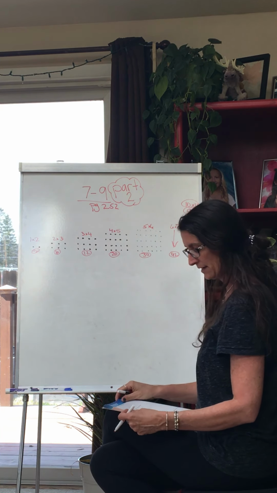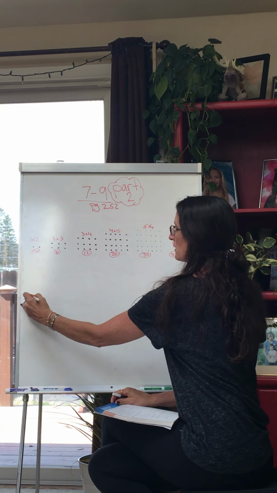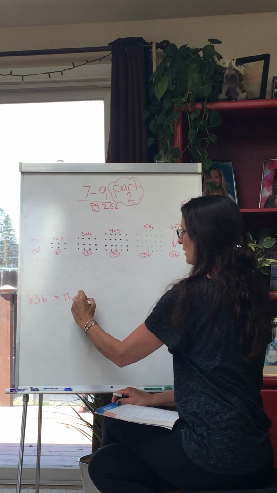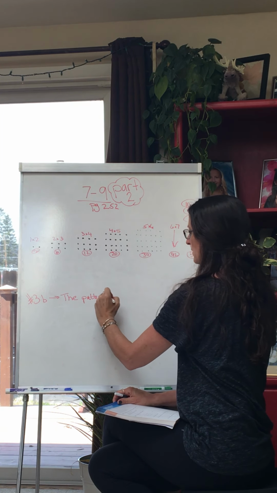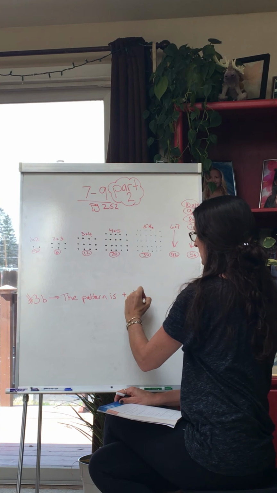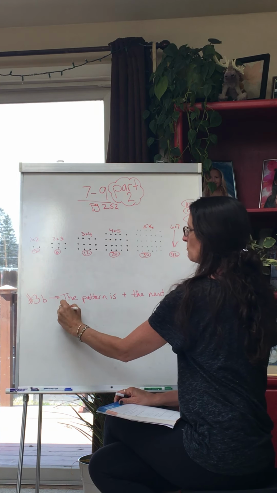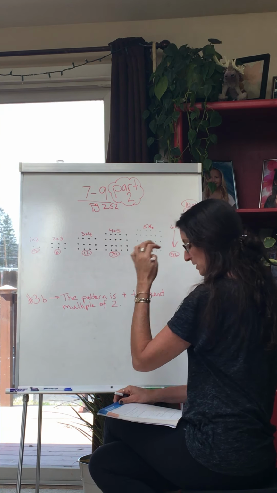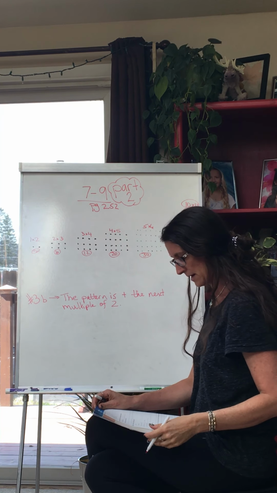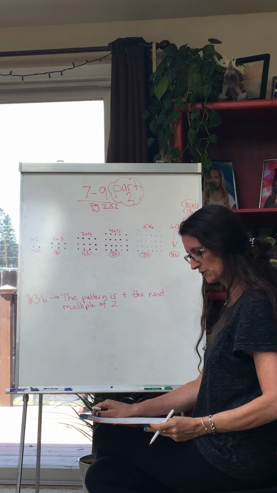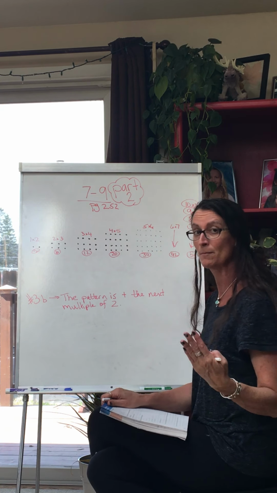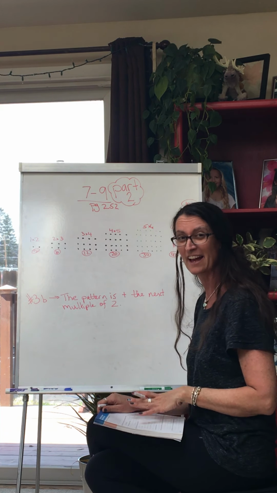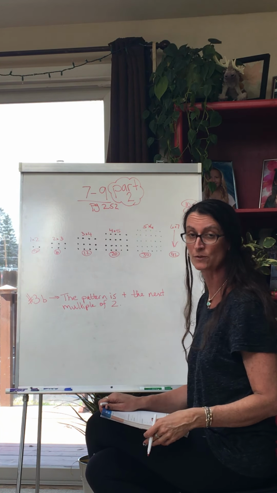So for letter B on number 3, so number 3B, you could say the pattern is adding the next multiple of 2. Okay. And then in letter C, it says, what pattern do you notice about the number of addends? Remember, an addend is a number that you're adding to something. Okay, so you can check your answers on that, and that's something that you really need to think about as you're doing the problems.